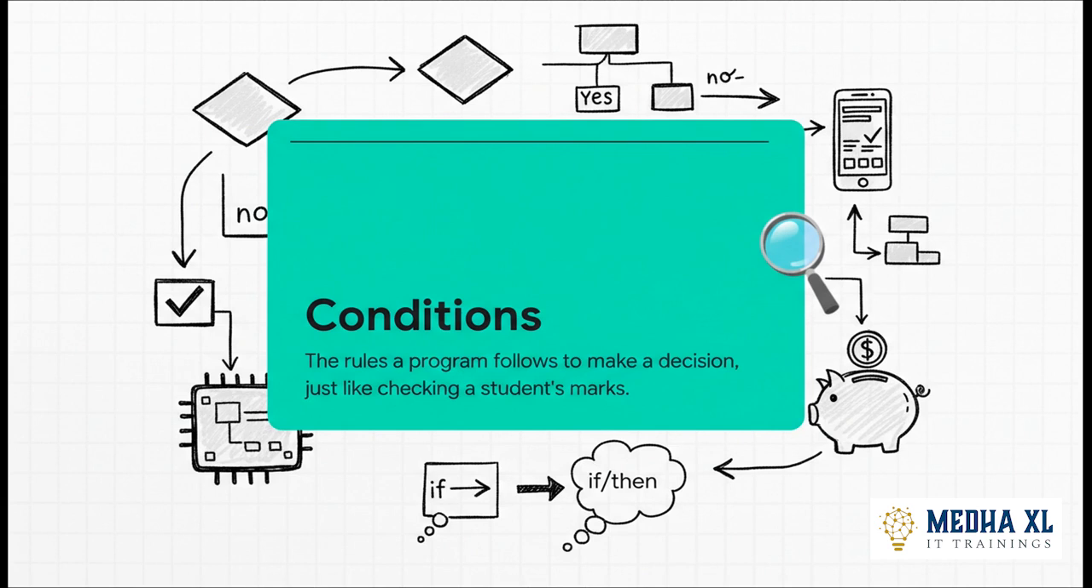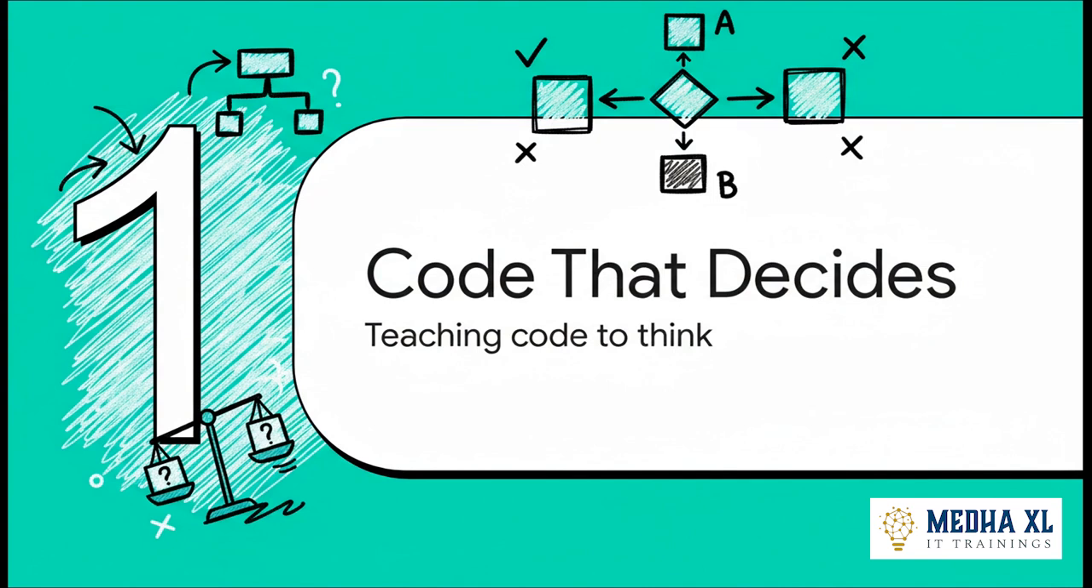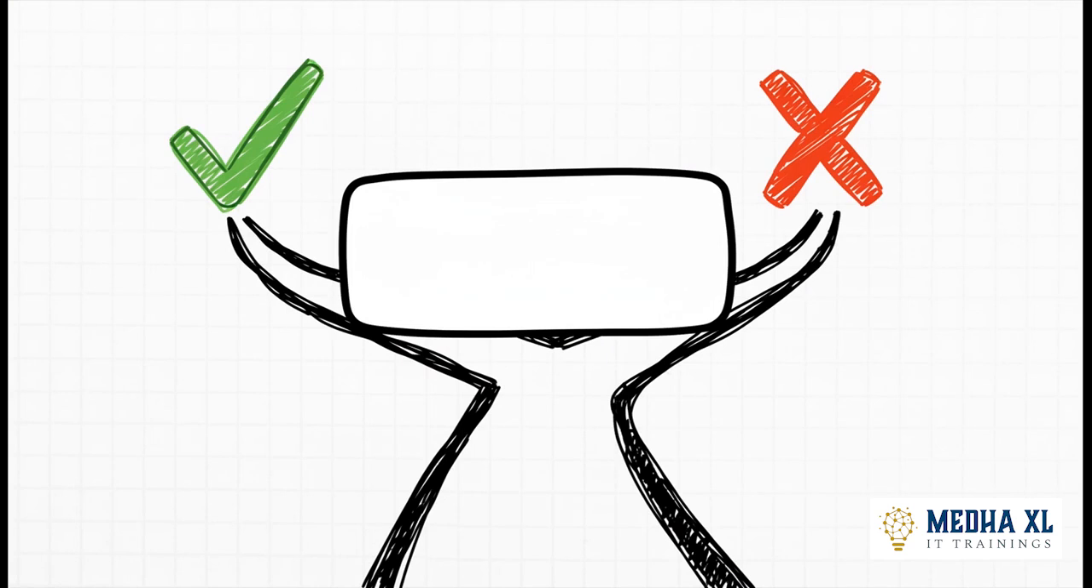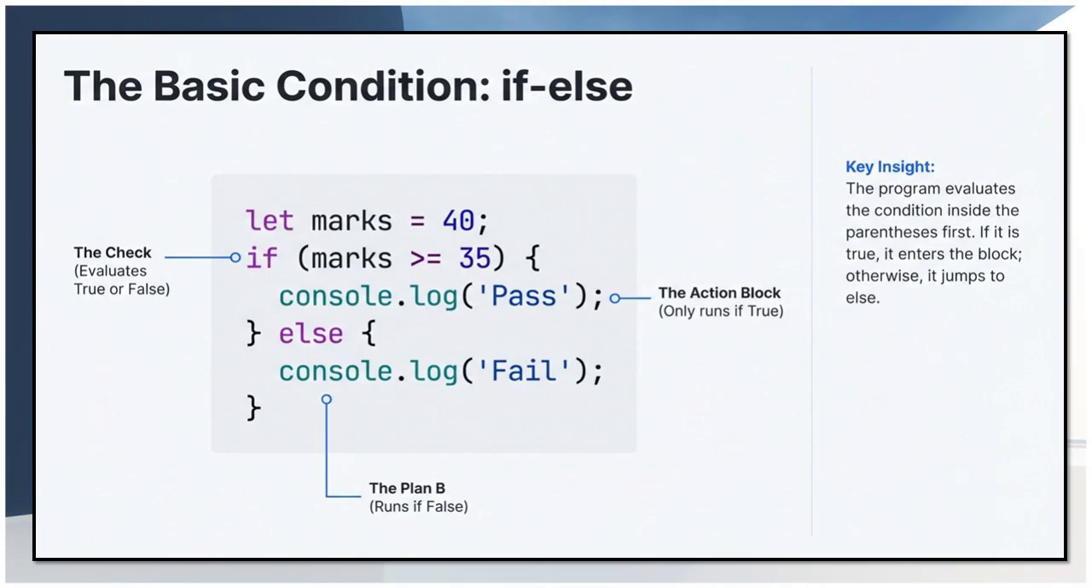Okay, so let's get into our first big topic: code that decides. This is where we're basically going to give our program a brain and teach it how to evaluate a situation and then pick what to do next. The simplest decision in all of coding is like a fork in the road. It's called an if-else statement, and it's exactly what it sounds like. If something is true, you go down one path. Otherwise, you go down the other.